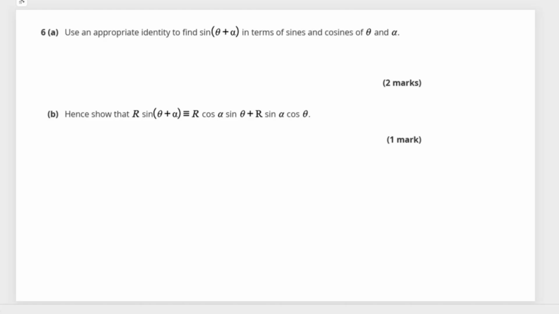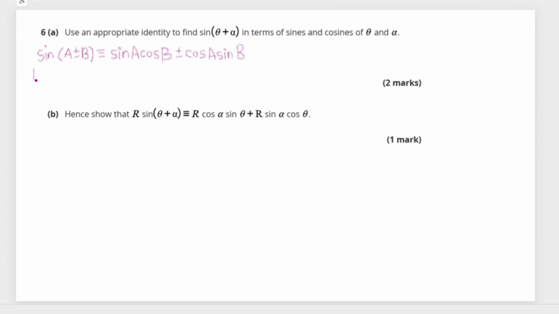Use an appropriate identity to find the sine of theta plus alpha in terms of sines and cosines of theta and alpha. So what you can do in this case is use the following compound angle formula. The sine of A plus or minus B is identically equal to sine of A multiplied by the cosine of B plus or minus the cosine of A multiplied by the sine of B. This is the compound angle formula that we are going to use.